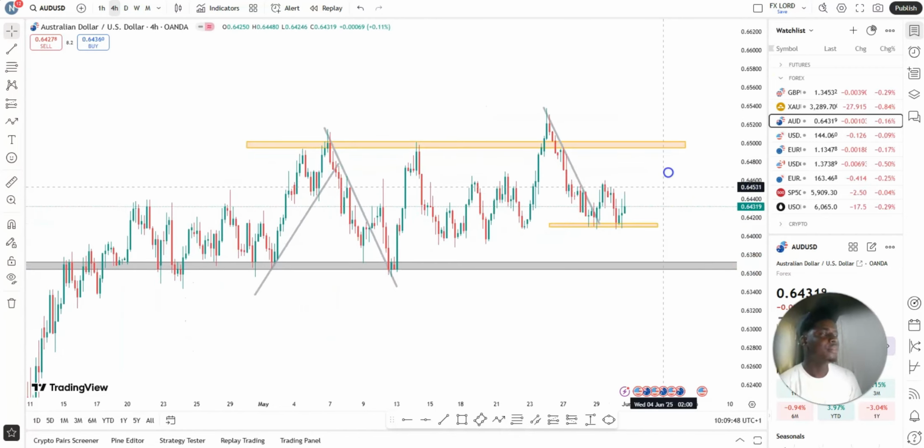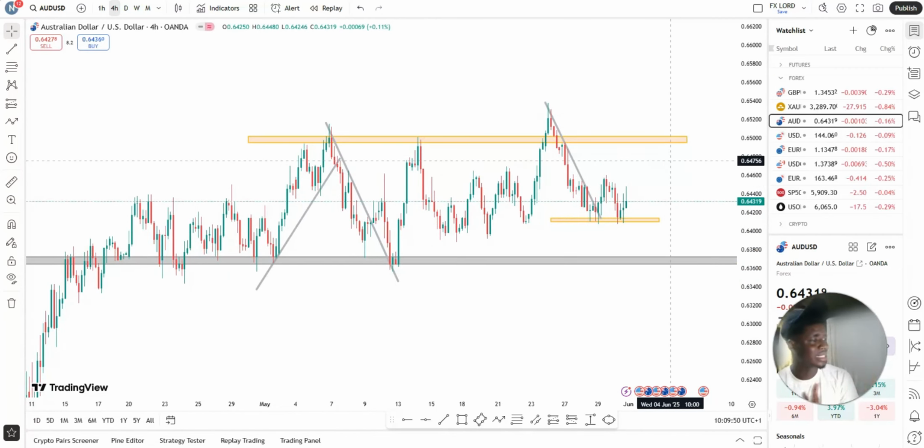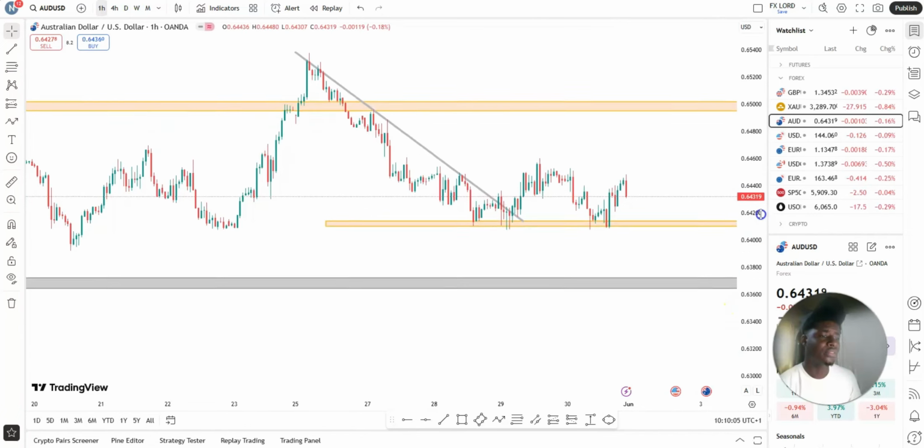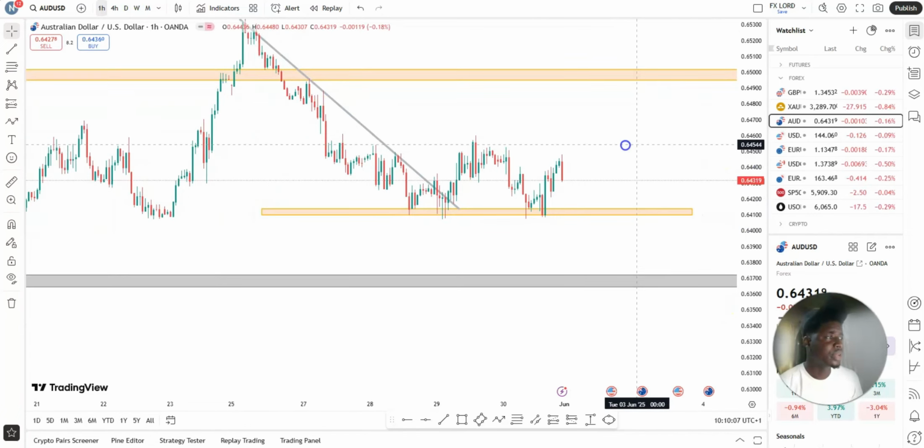Okay. So we have price consolidating. There's no decision yet. Price has not decided where it wants to go yet on AUDUSD. We are still looking at what price is trying to do in the market. And if you go back to the 1-hour time frame, you can find footing to get into a trade for the week.